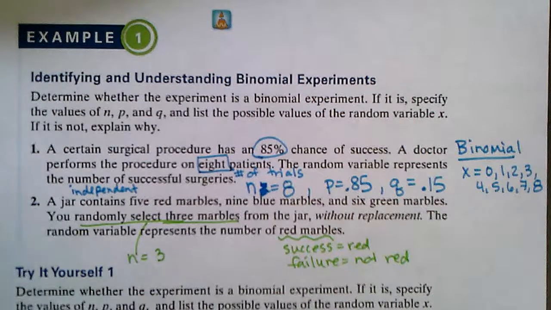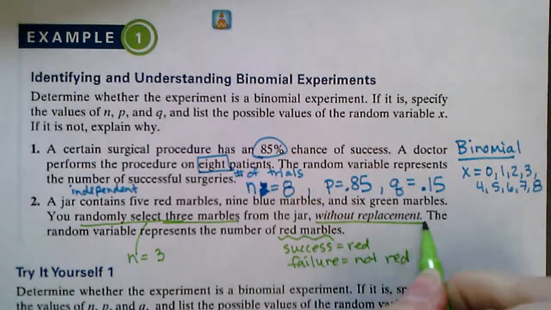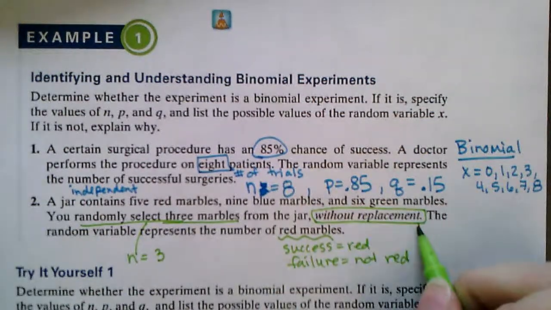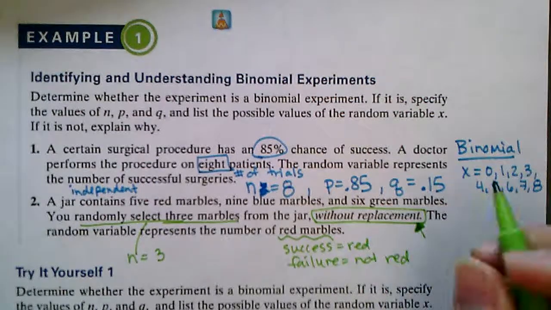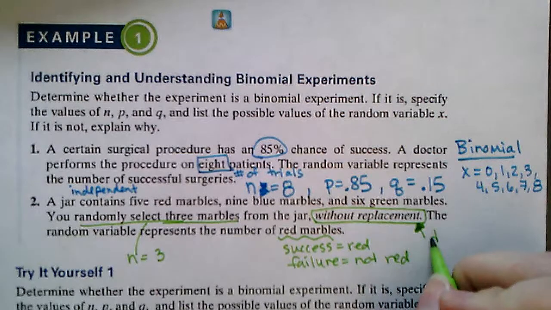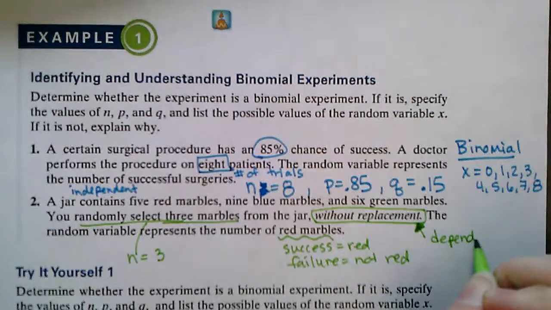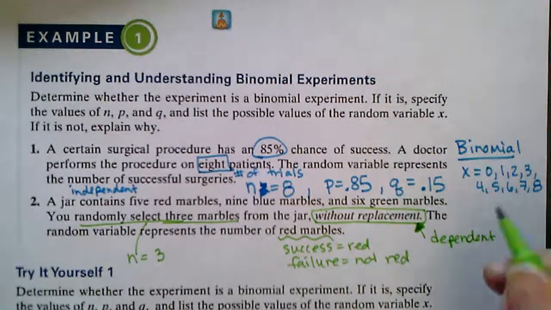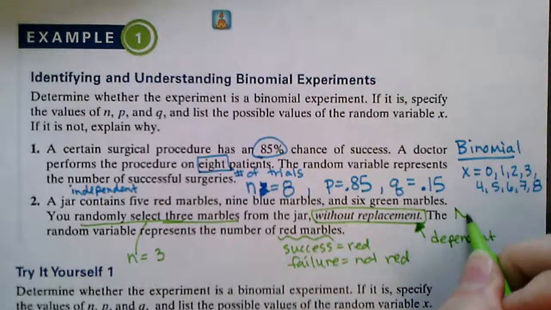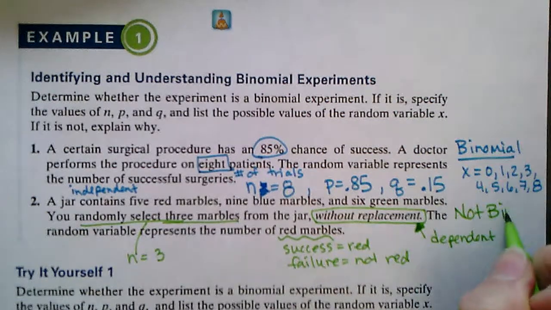Outcomes must be independent. Here we have without replacement. If I don't replace the marbles, then the probability the second time I draw is different from the first. So these are dependent trials, which means it is not binomial because the trials have to be independent.